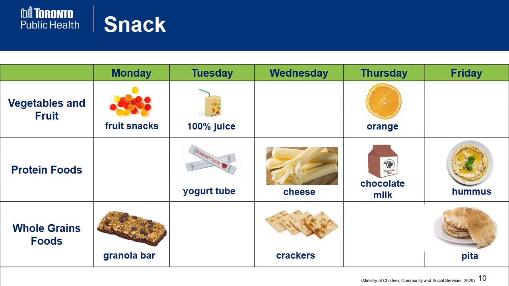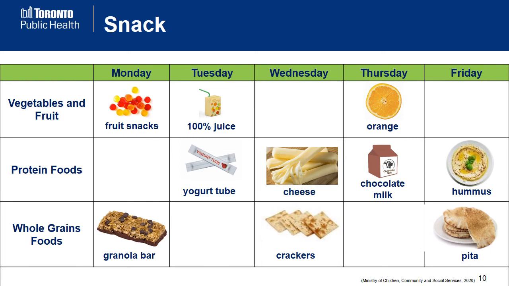What is happening on Thursday? For Thursday, chocolate milk does not meet the nutrition guidelines due to the sugar content. It is on the do not serve list. It should be replaced with plain milk that is equal to or less than 2% milk fat or another protein food.